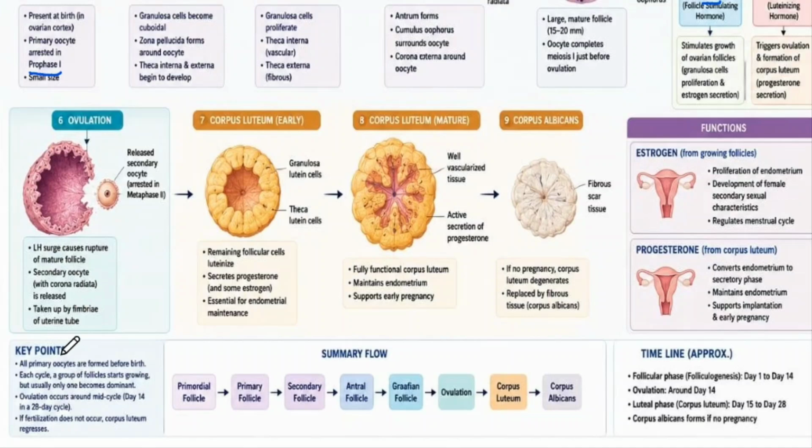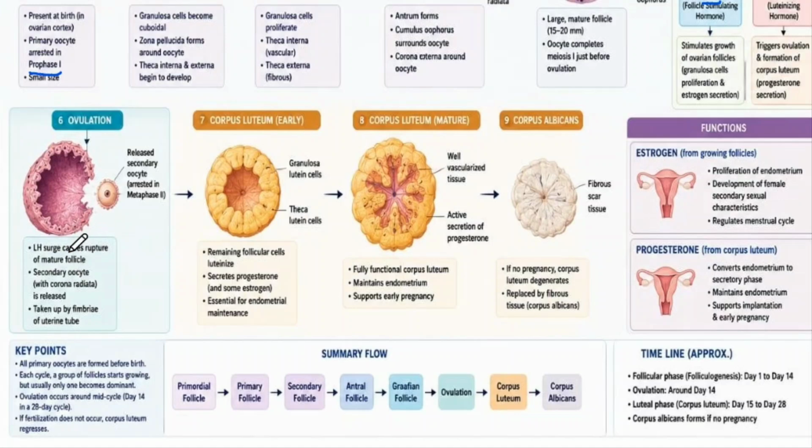Around day 14 of a normal 28-day cycle, the level of LH rises sharply. This event is called the LH surge. The LH surge causes ovulation.